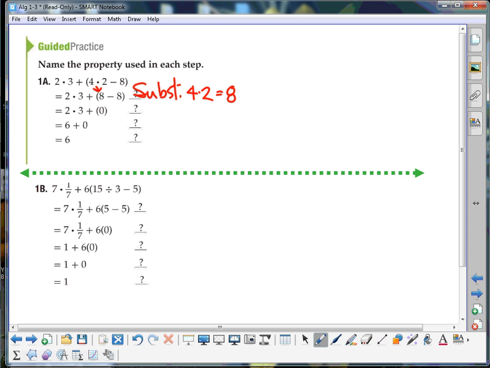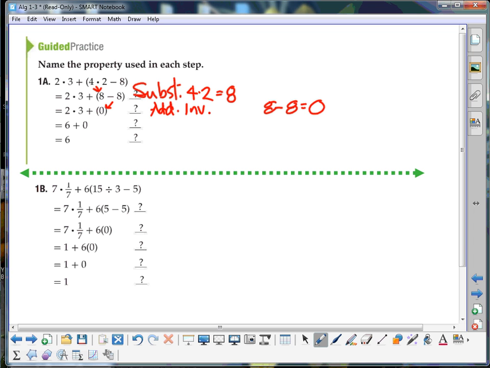And then what did we do? We did 8 minus 8. What property is 8 minus 8 equal to 0? When is 8 minus 8 equal to 0? That is the additive inverse, right? We're adding the opposite and we get 0.